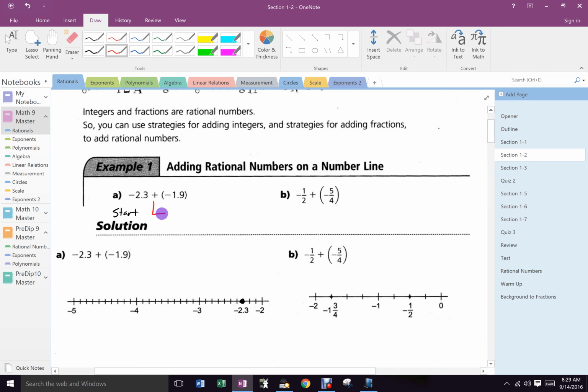What does this symbol mean in English? Yeah, some more. It actually means and then. So I start at negative 2.3, and then where do I go? No, I go left 1.9 steps. Okay? So I'm starting negative, and then I'm going more negative. So my answer is going to be negative. It's going to be 4.2.